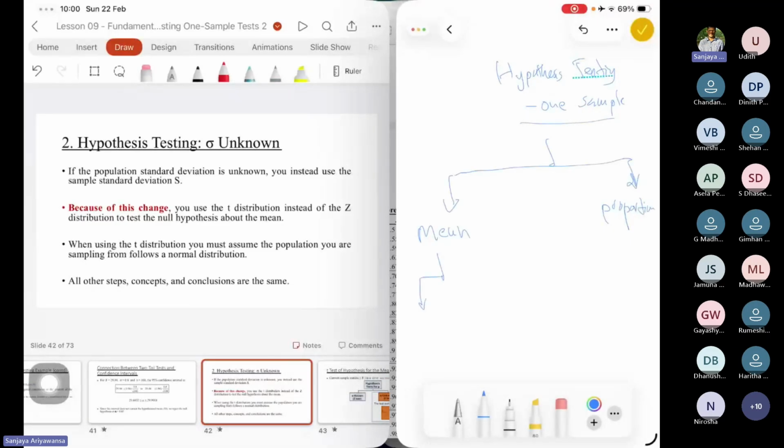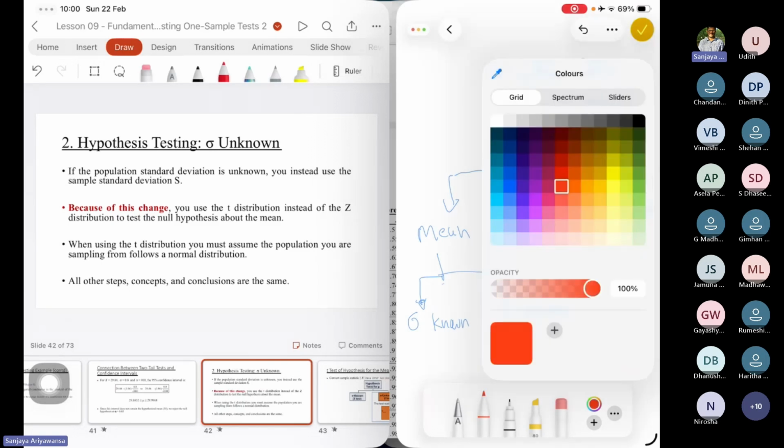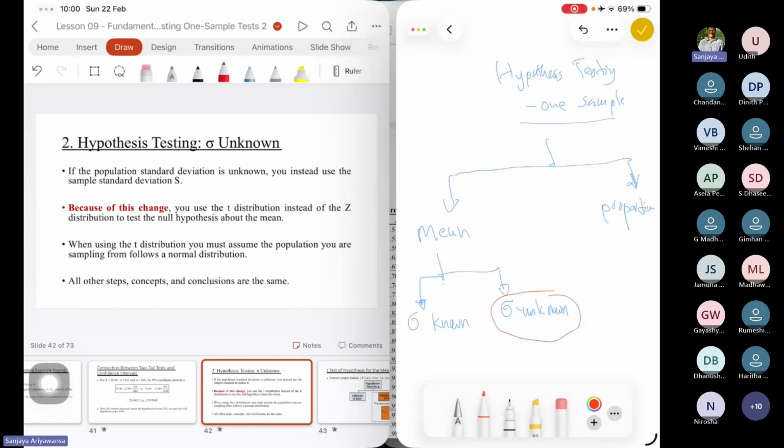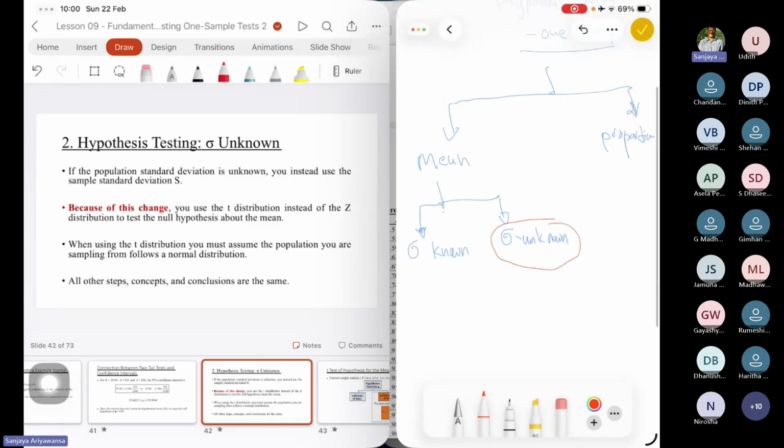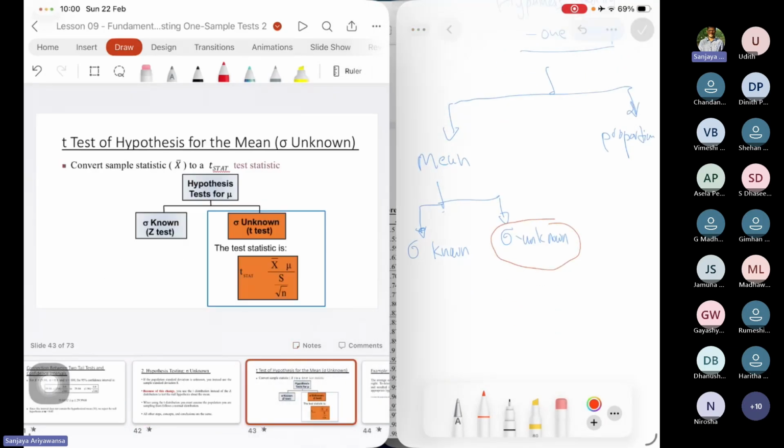Under mean, what we were talking up to now was when sigma is known. Next, we have to look at when sigma is unknown, right? So this is the next part. We'll look at sigma unknown and then we'll take a quick break. So we'll first look at sigma unknown.